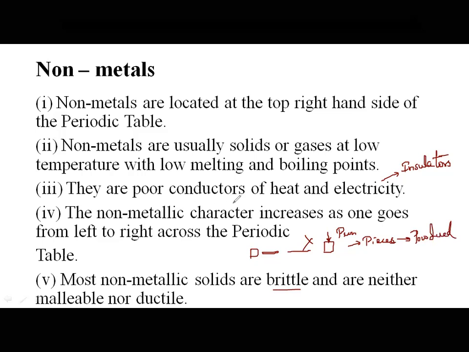Instead, they are brittle. As I said, non-metals are poor conductors of heat and electricity with some exception. The exception is the allotropic form of carbon, that is graphite. It conducts electricity. So this is the only exception. These are the properties. On the other hand, non-metals are electronegative in nature. Metals are electropositive; non-metals are electronegative.